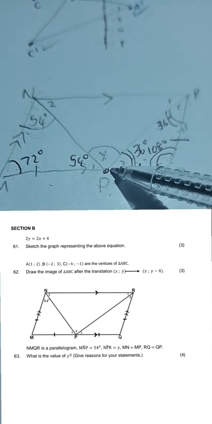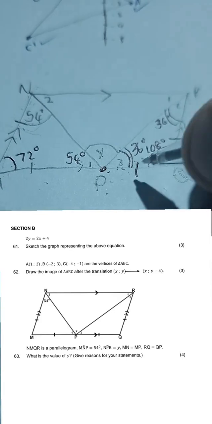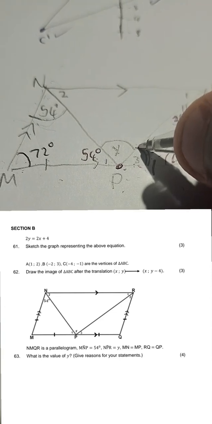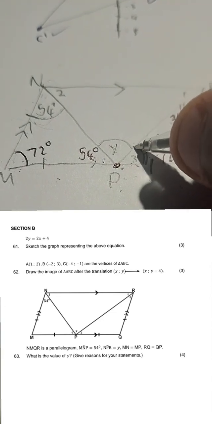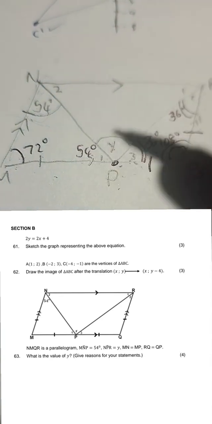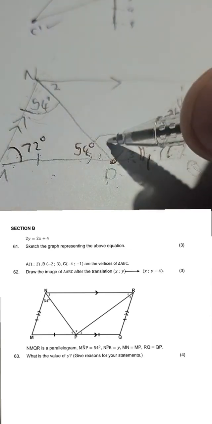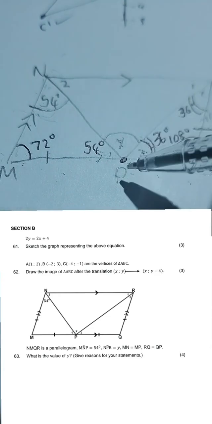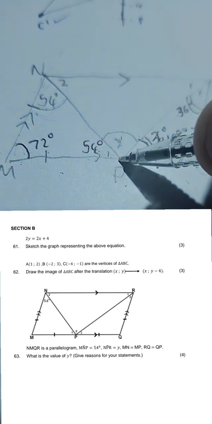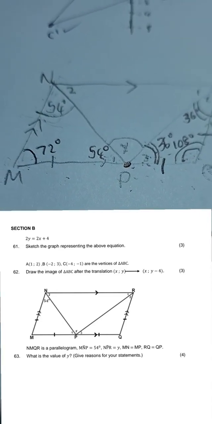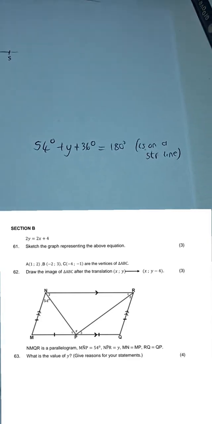Guys, they share a common vertex P. So if angles share a common vertex, then we say that this angle from this line to there is 36. From here to there is y, and from here to there is 54. We can add these three angles. They are adjacent or next to each other, and they share a common vertex. So therefore, when we add them together, they give us 180 degrees. Angles on a straight line is our reason.